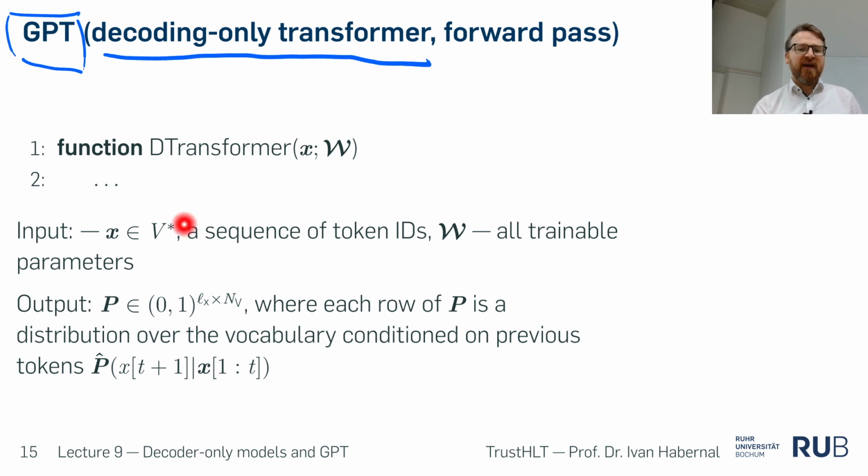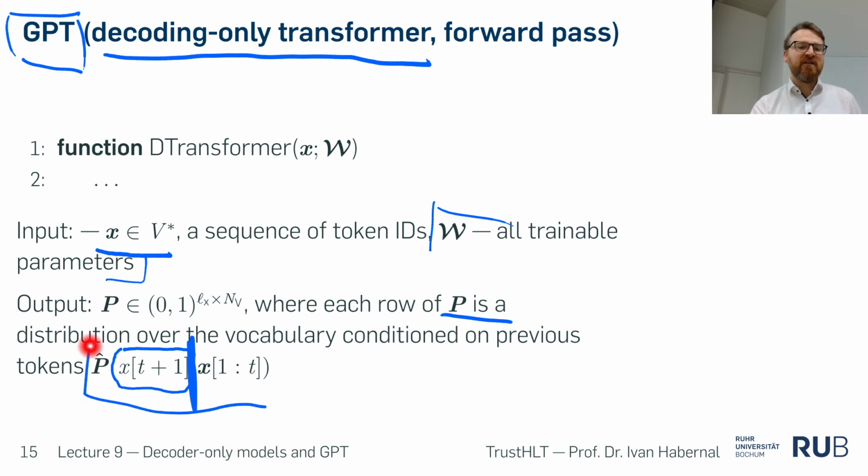So what we're going to do is that we have an input of token IDs. V star is the token IDs from the input. Then there's a bunch of parameters, like billions of them, 70 billion. And the output is a probability distribution over the vocabulary. Each row of P is a distribution over the vocabulary conditioned on the previous tokens. So this is the language modeling paradigm. It gives the probability of the token at position T plus 1 conditioned on the sequence of tokens from the past.